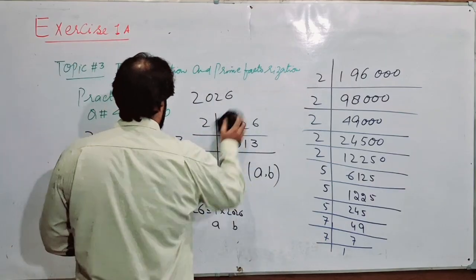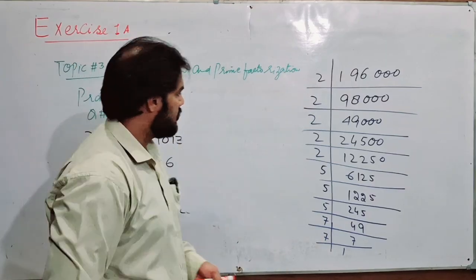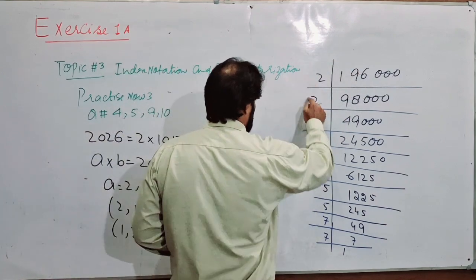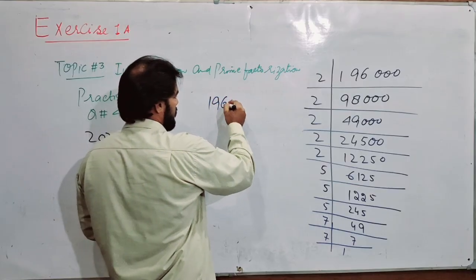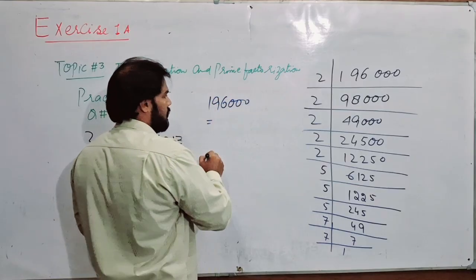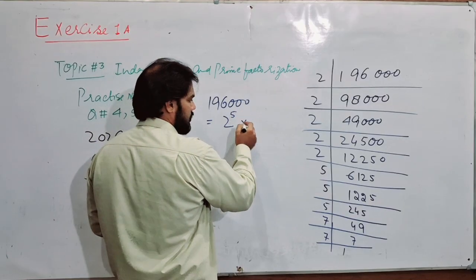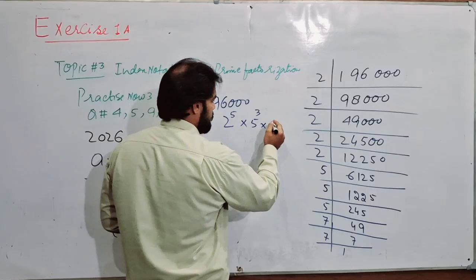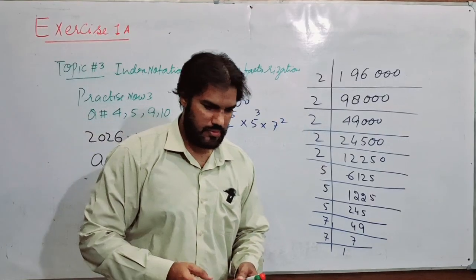So you can write this number in index notation. Clearly 2 is repeated 5 times: 1, 2, 3, 4, 5. So 196,000 is equal to 2 raised to power 5, 5 is repeated 3 times and 7 is repeated 2 times. So this is its complete prime factorization.